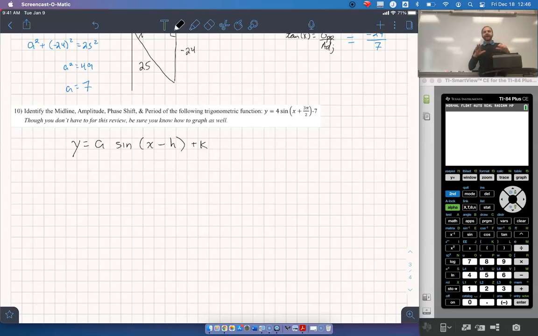I don't have any value in front of my x. I don't have a b value at all. And that means b is 1, because you're multiplying there. And that's going to affect our period. So if I look, my midline is based off of y equals k. So in this case, y equals negative 7 is my midline. I would do a dashed horizontal line. That's going to be the midline for the trigonometric equation.